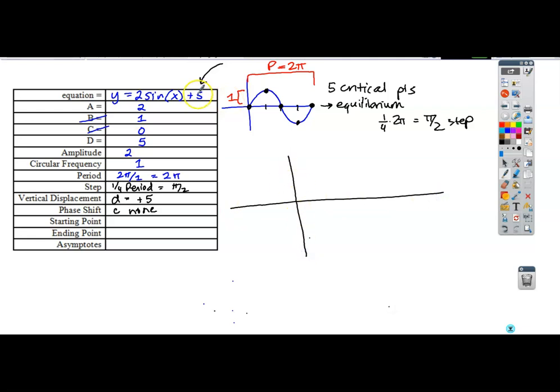So the first thing you want to do is draw your little graph, and I'm going to mark where my new x-axis is, if you will. So this whole graph got shifted up 5. So I'm going to go 1, 2, 3, 4, 5. So there's my new equilibrium. And if you want, you could draw a really light line on your graph at 5.